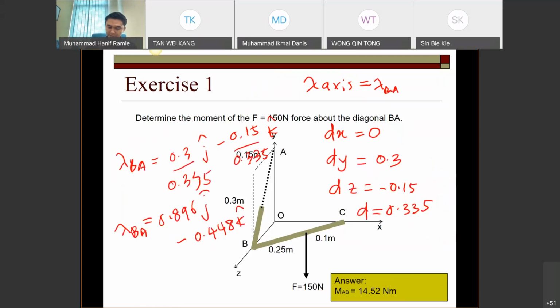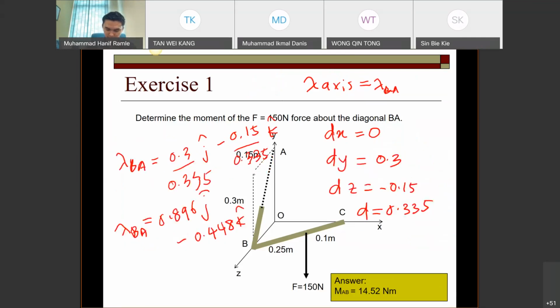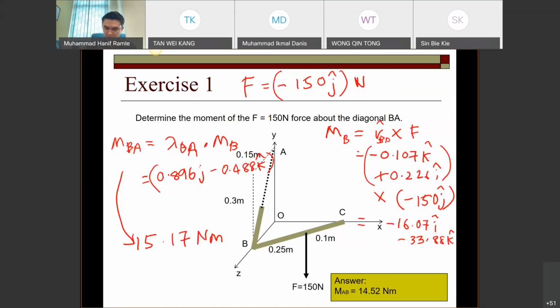Lambda BE, 0.896J, 0.488J, dot with MB. So we do have one component. Negative. Not enough space to write, so I delete this one.